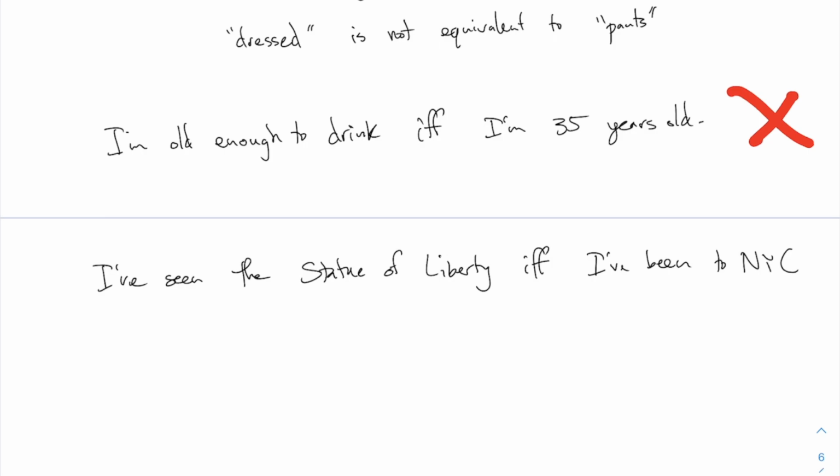This is not an appropriate usage of the term if and only if. These are not the same thing, right? What is an appropriate usage of the term if and only if? It's really when you're just saying the same thing in two different ways, all right? That's what if and only if means.